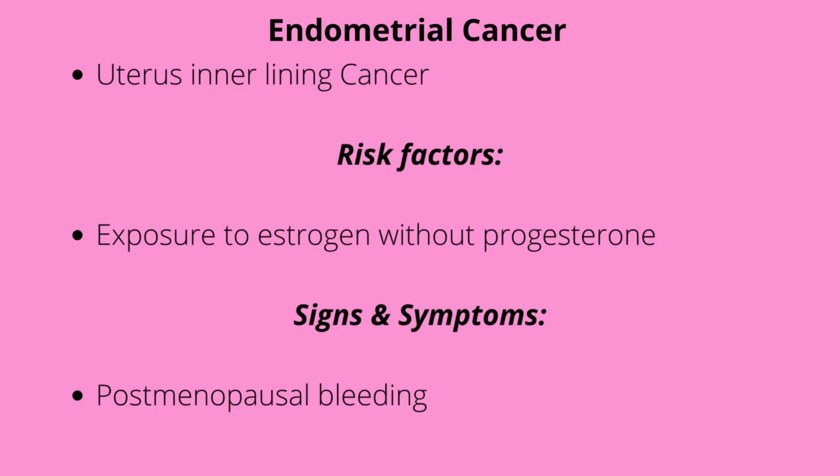Let's talk about endometrial cancer. What is endometrial cancer? Endometrial cancer is cancer of the inner lining of the uterus. Risk factors of this include exposure to estrogen without progesterone. Symptoms of this include postmenopausal bleeding. This is somebody who's bleeding after they've already had menopause, right? And when you have menopause, you don't bleed, okay?